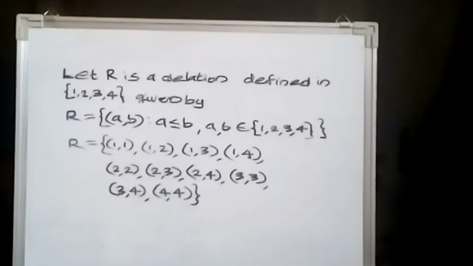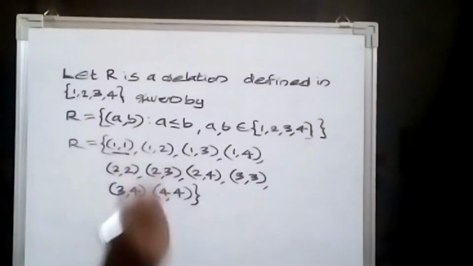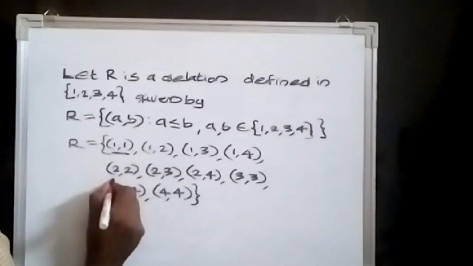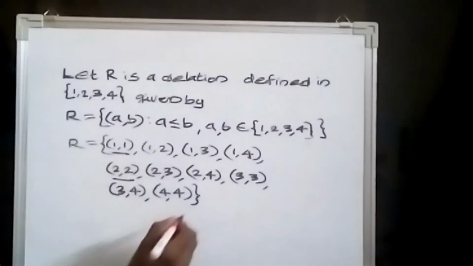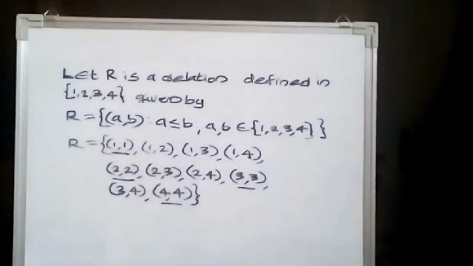We can check one by one whether the relation is reflexive, symmetric, or transitive. Clearly, it is a reflexive relation. Why? (1, 1) belongs to the set, so 1 is related to 1. (2, 2) belongs to the set, so 2 is related to 2. 3 is related to 3. And 4 is related to 4. Therefore, clearly it is a reflexive relation.